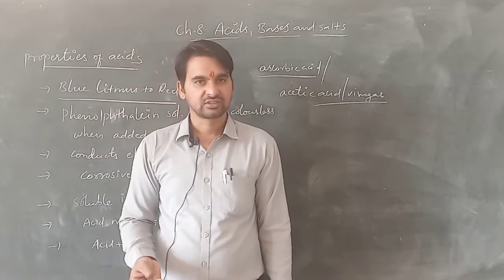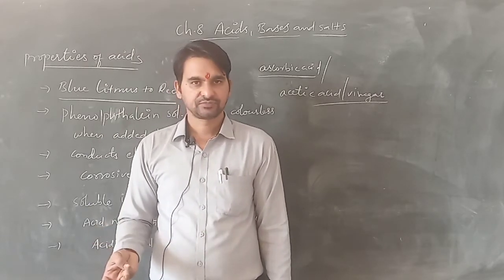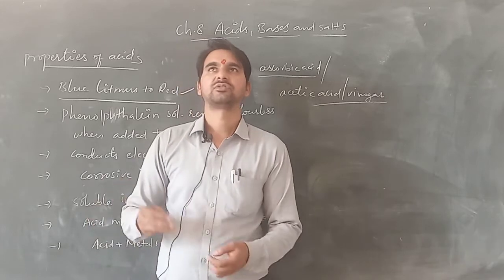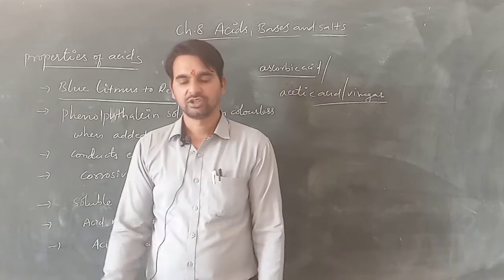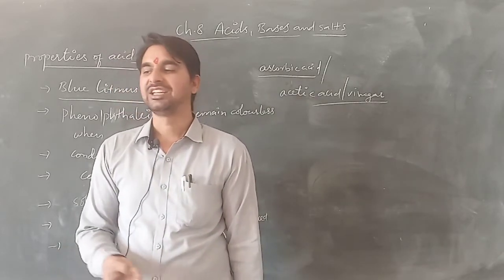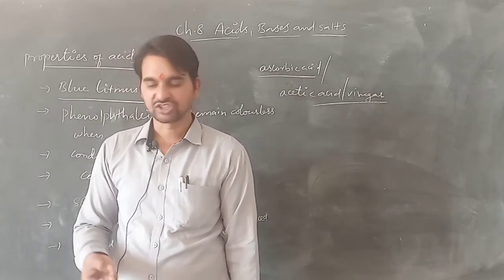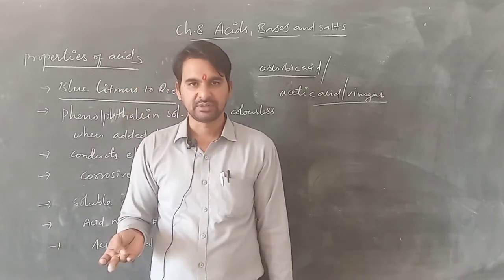Dyes, coloring things, then photographic chemicals, as we told, that means to develop the photographs, the chemicals we required are produced with the help of acids. Then pesticides, which we use for killing the unwanted insects in our agricultural fields, are also used in the manufacturing of pharmaceuticals, many medicines.